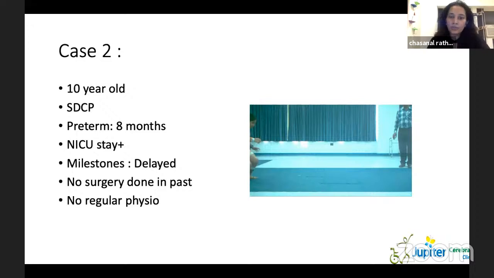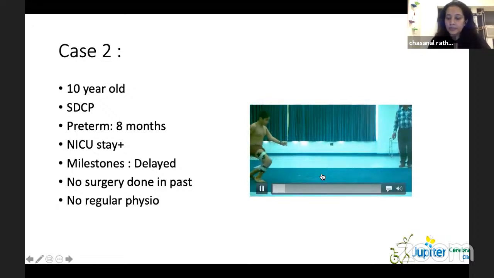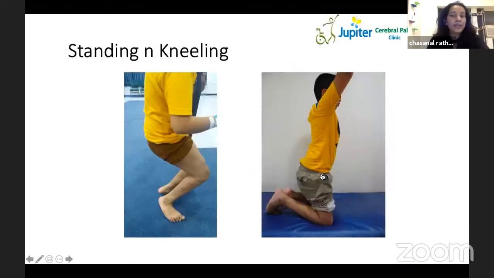And this is a 10-year-old, the same child again, and we saw how he was walking. He has very good core control. So all these points which I'm talking about in the examination, I have already covered in the clinical evaluation of CP, and that webinar is also available on the OrthoTV online channel.